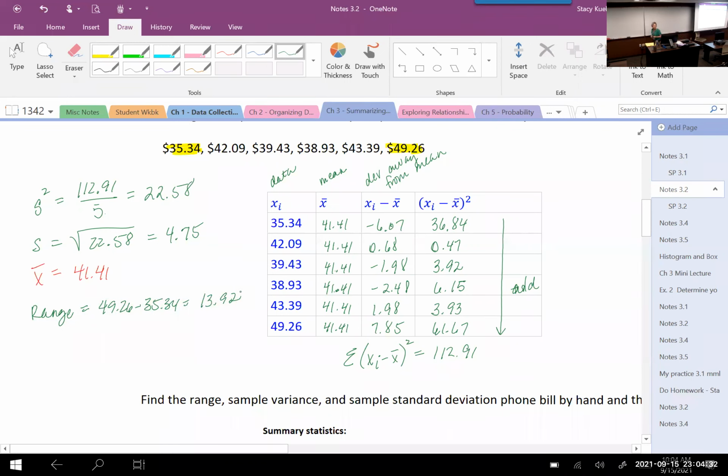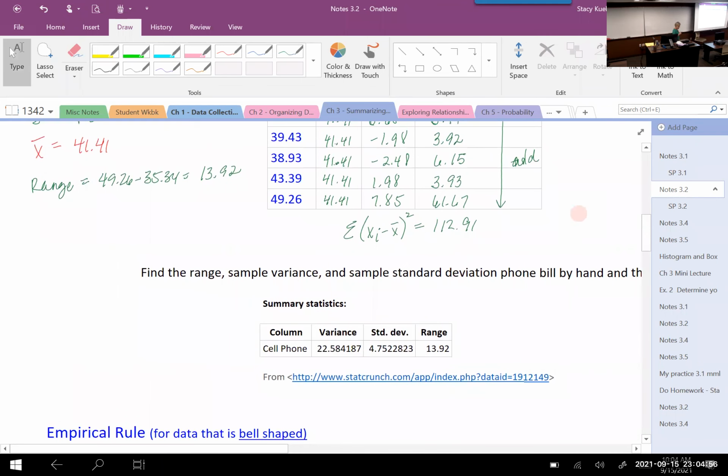That's the range. The range is just telling me that in this data set, the difference between the very smallest number and the very largest number is $13.92, which would be a spread. Okay, so that's how you can find the range.